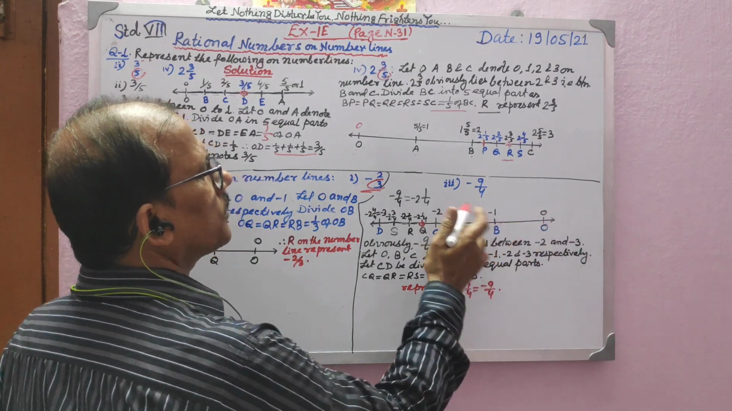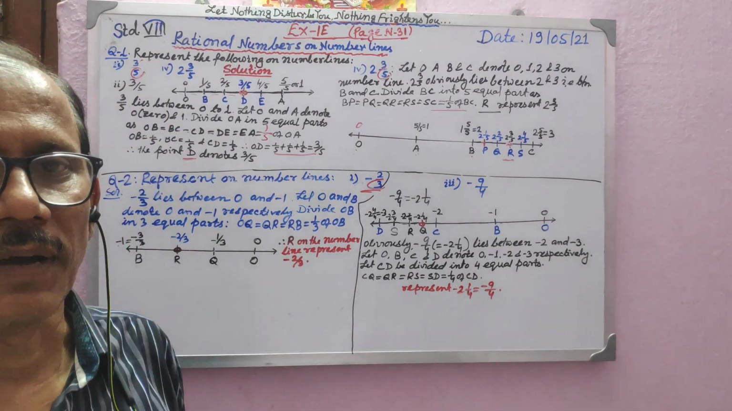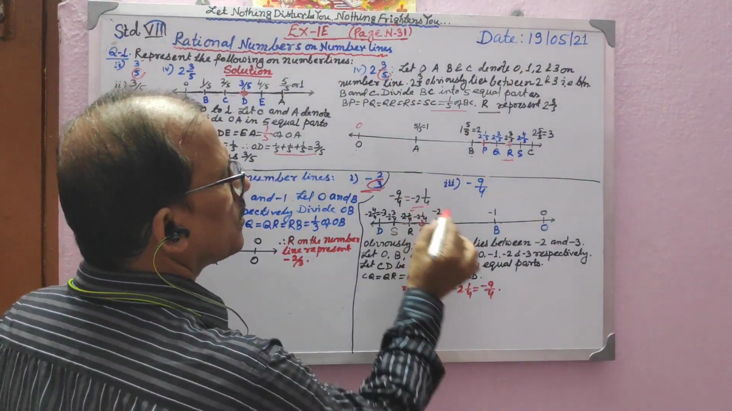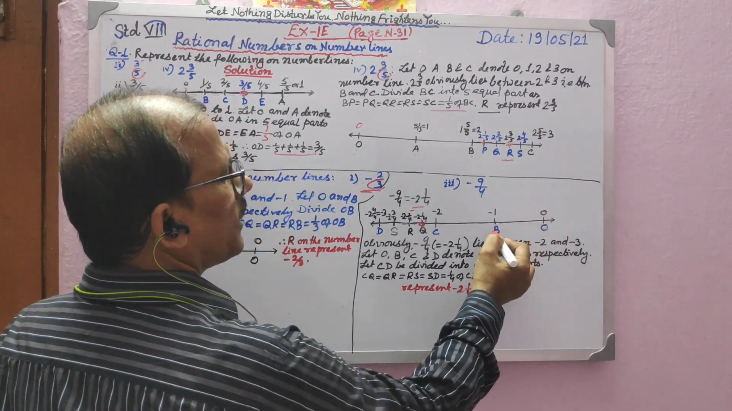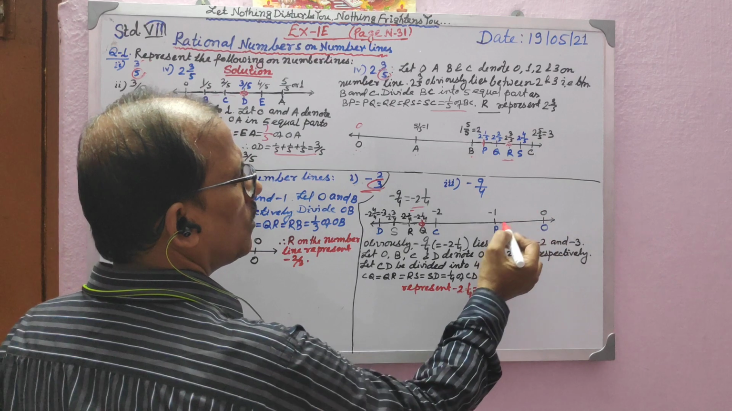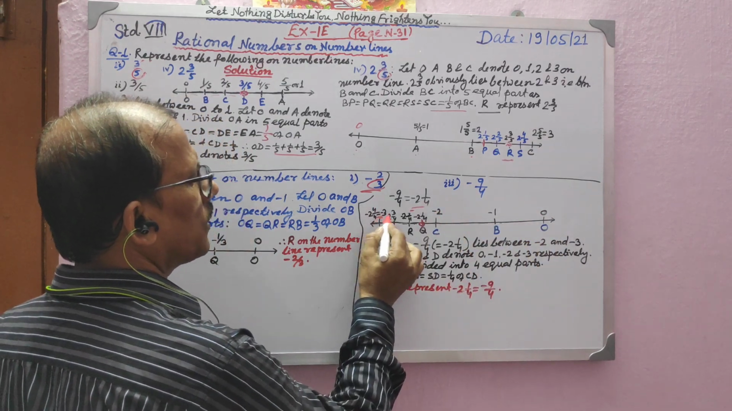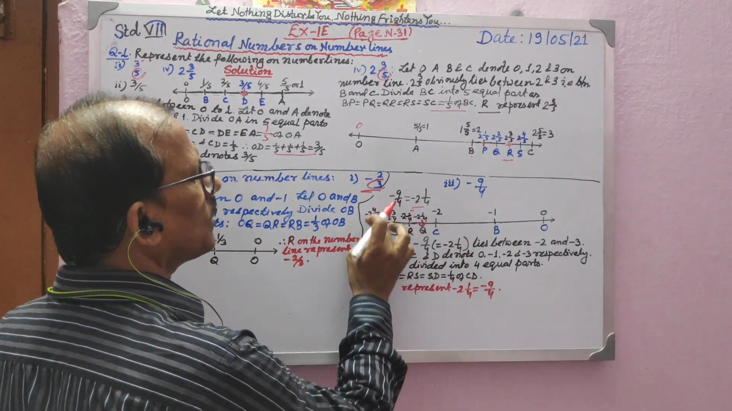Now, how much? Minus 2 whole 1 by 4. So between minus 2 and minus 3, this point will lie, no? So you draw till minus 3. O to B: O is 0, B is minus 1, C is minus 2 and D is minus 3. Okay. Now it will lie between C and D, because minus 2 and minus 3.